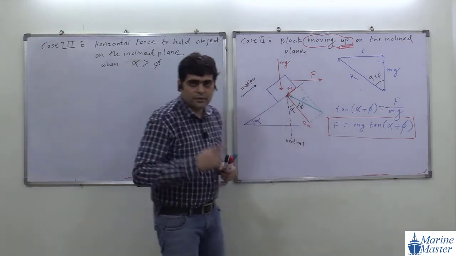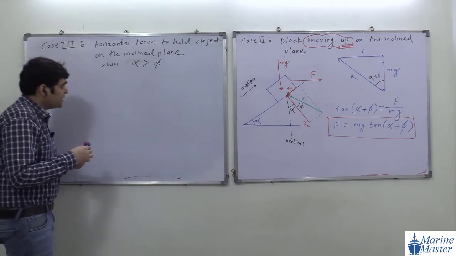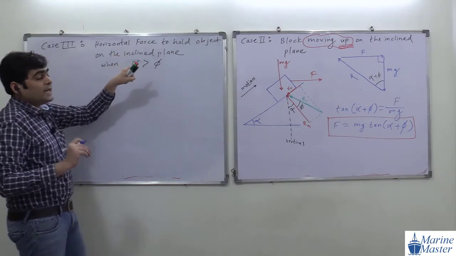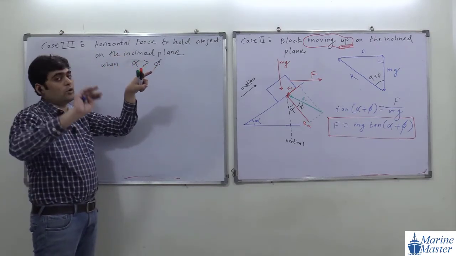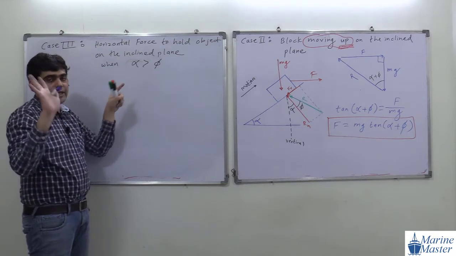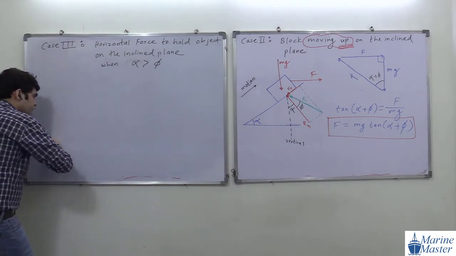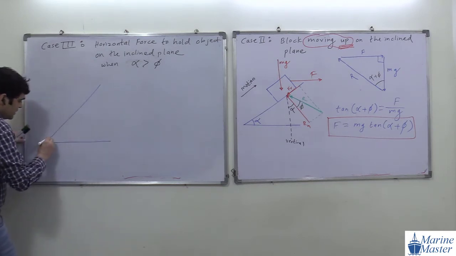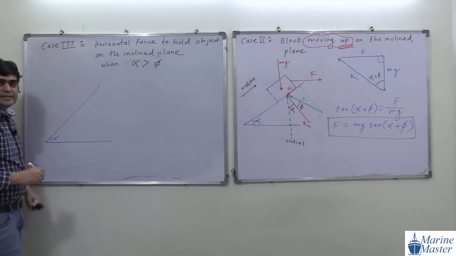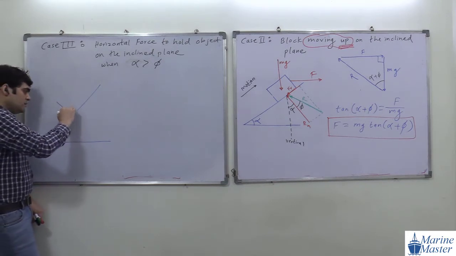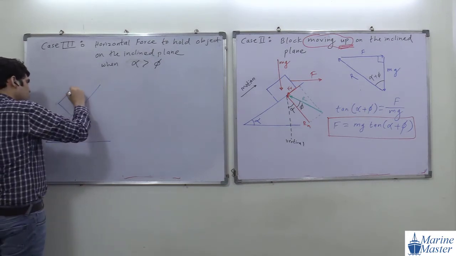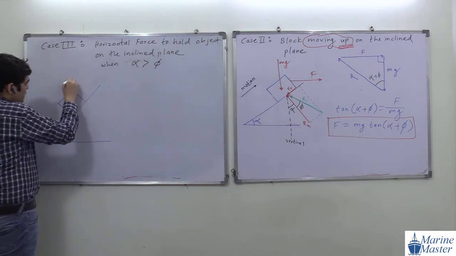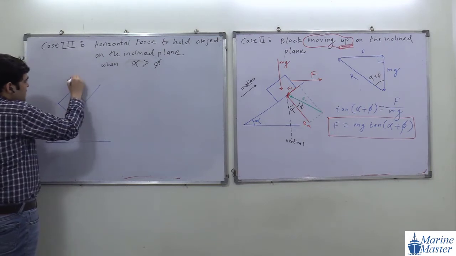Okay, guys, try to see the scenario here. Our alpha is greater than phi. When alpha is greater than phi, the object tries to go down automatically due to its own weight. This is our inclined plane with a very large angle, and this is our alpha, the angle of the plane. Then this is our block. What will be the weight of the block? We will consider the weight of the block as mg.